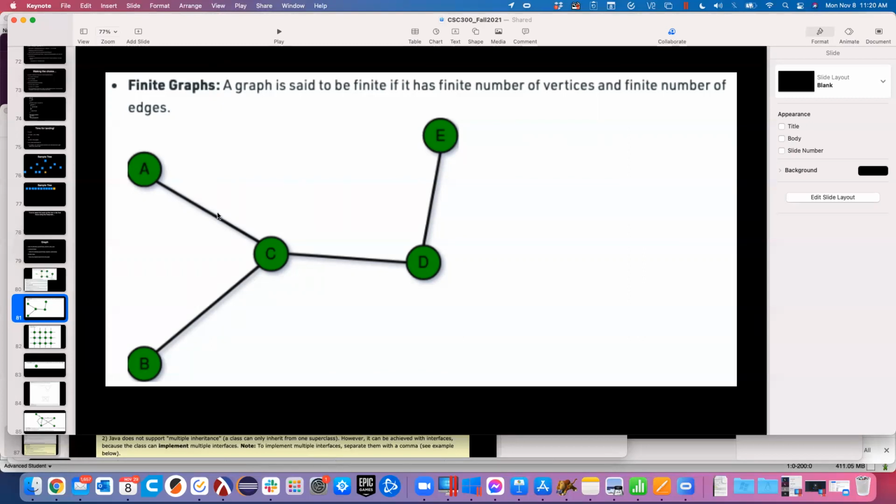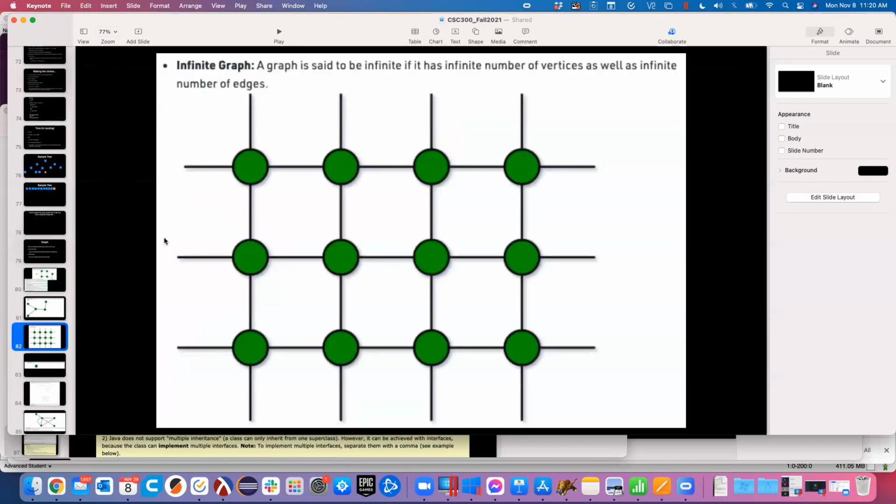But we could. Nothing keeps us from creating a while true, randomly generating nodes where this thing could just keep going, so we don't actually have a final graph that represents the data that we're holding. All right, but effectively I look at this, we see we have 5 vertices, 5 nodes, and we have 4 edges. That's a finite graph.